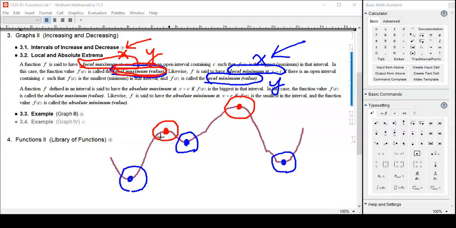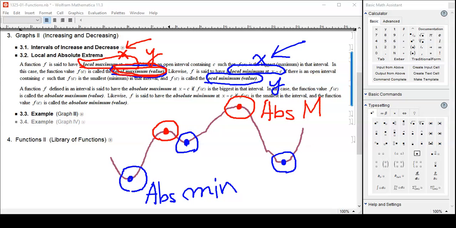Let's see, among these, this one is the biggest. So this one is absolute maximum. And then this one is the smallest. Absolute minimum. So there are many local maxima, local minima, but absolute maximum, absolute minimum, unless we have a tie in very exceptional circumstance, we're going to have just one. And also, if you look at the y-coordinate values, then you have to have only one.